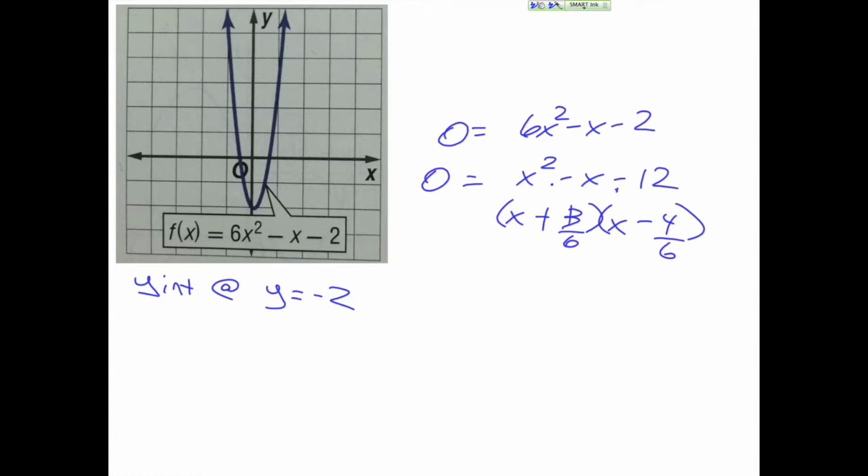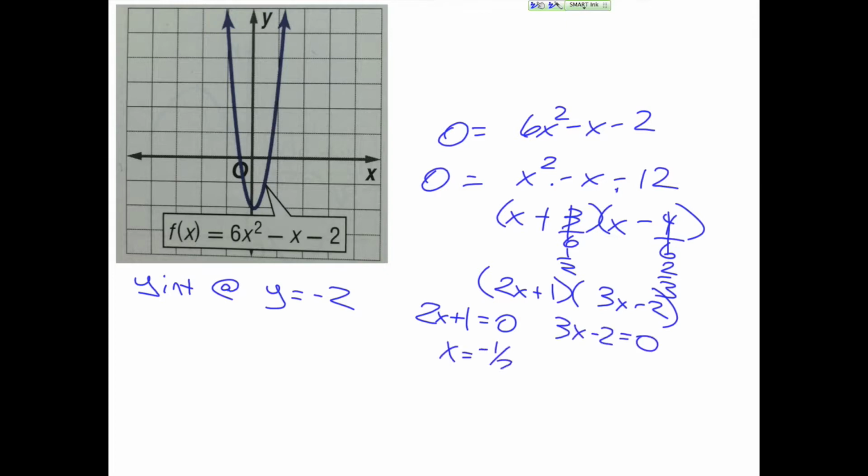So this reduces to what? 1/2, and this reduces to 2/3. So I kick the numbers over. I get 2x plus 1, and I get 3x minus 2. Now, as Carson said, I can set those equal to 0. And we get x equals -1/2, and that one's going to give me 2/3. So my answer would be zeros at x equals -1/2, 2/3.